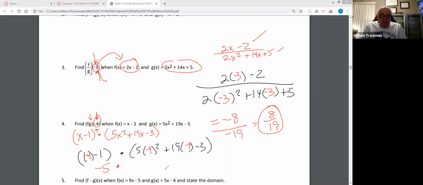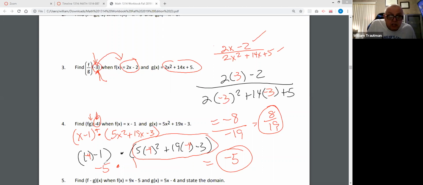Did anybody else get one? Do you guys remember when we did this? I ended up with a 1. So negative 5 times 1, I ended up with 1 when I put all this into my calculator. And negative 5 times 1 is negative 5. So you're just taking those two functions, plugging negative 4 in, and that's what I got. Any questions? I'm going to number 11.